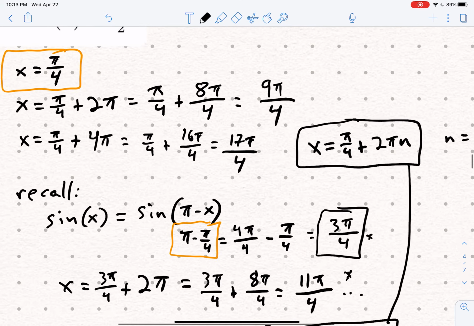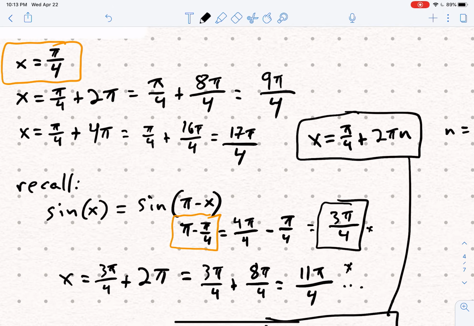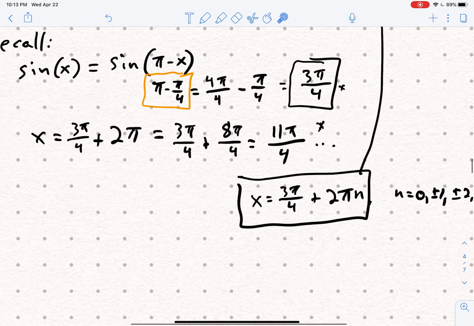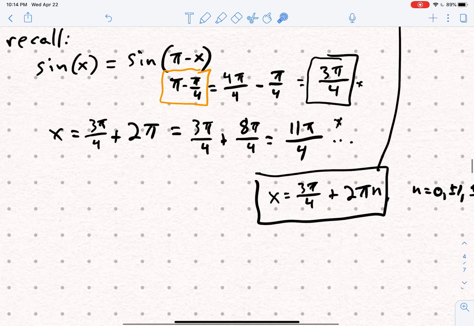Remember, what we really want is a way of capturing these two lists of answers. The list that starts with pi over 4, because this is of all the things you get when you add 2 pi to pi over 4, and the list that starts with 3 pi over 4 and gets all the things that you get when you add 2 pi to those 3 pi over 4s. So those two lists we want to combine into one. And here's how we do it. I claim the answer is this, and we will just check it to make sure.